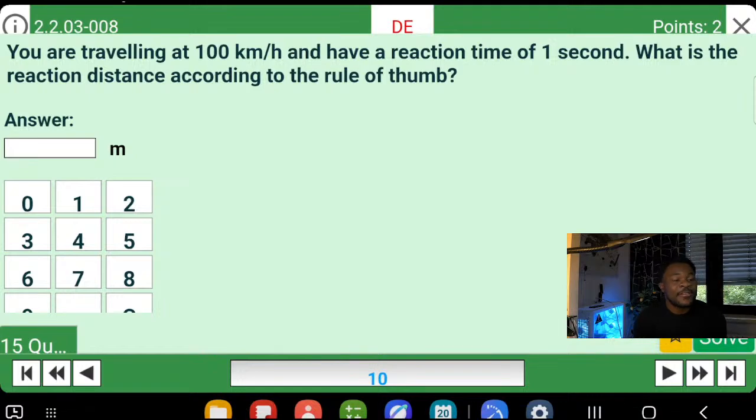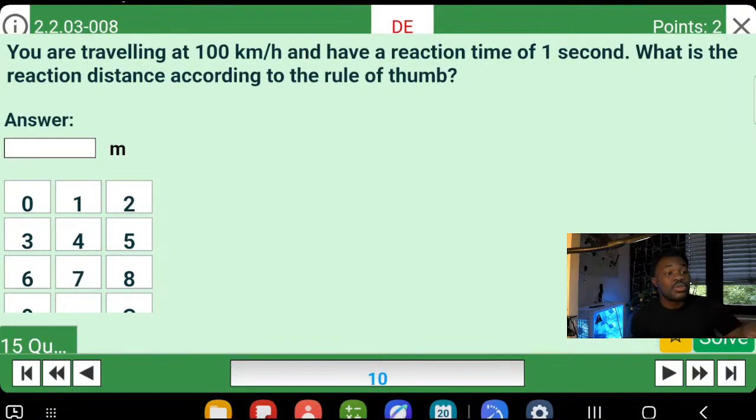You are traveling at 100 kilometers per hour and have a reaction time of 1 second. What is the reaction distance according to the rule of thumb? This is where it really gets dirty, where people really make mistakes. Remember, you need to understand the difference between braking distance, reaction distance, and stopping distance. They can't be asking you a question about reaction distance and you are applying a formula for braking distance. There is a separate formula for braking distance and reaction distance.